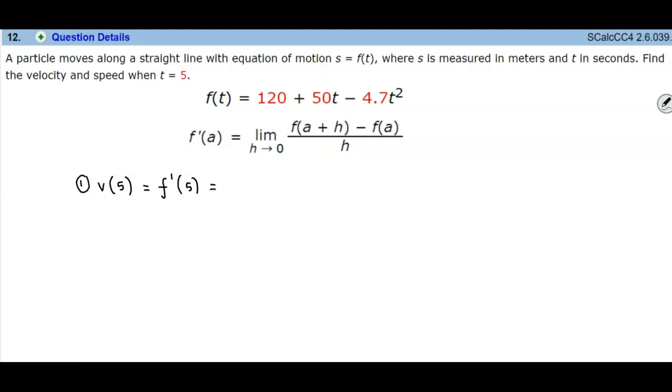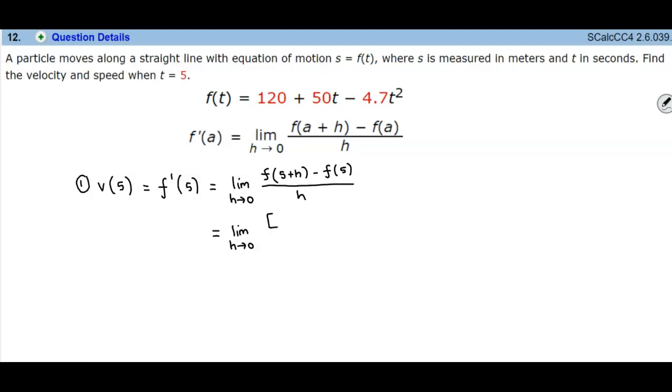So now we're going to use our definition. The definition would state the following: we would have the limit as h approaches 0 of the function that has the input 5 plus h, minus f of 5, divided by h. Let's plug our values in. So we want to find the limit as h approaches 0, and 5 plus h is going to be the input for that function.